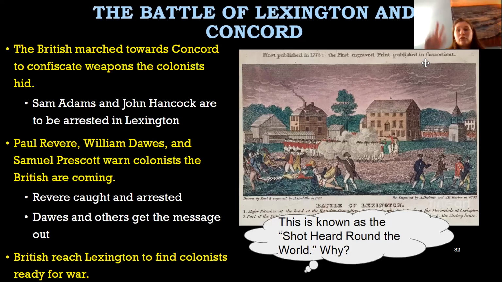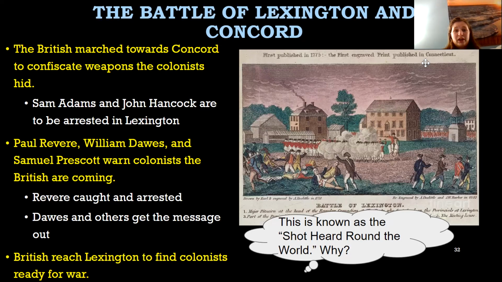So the famous shot heard around the world is the Battle of Lexington and Concord. This is the shot that begins what becomes the Revolutionary War, although it was not officially that at the time of this battle. So the British were marching towards Concord. They wanted to confiscate weapons that the colonists had hid. And there's a lot going on here.